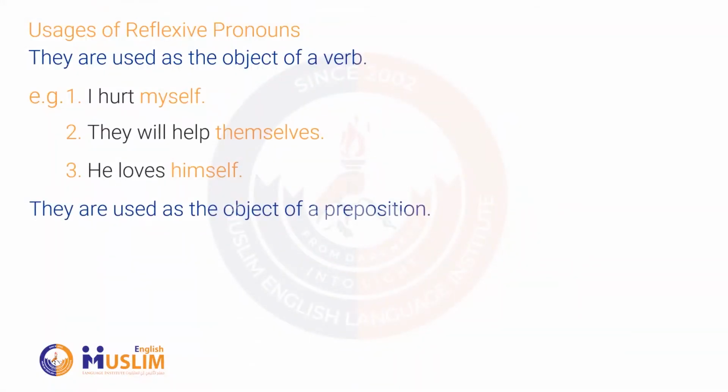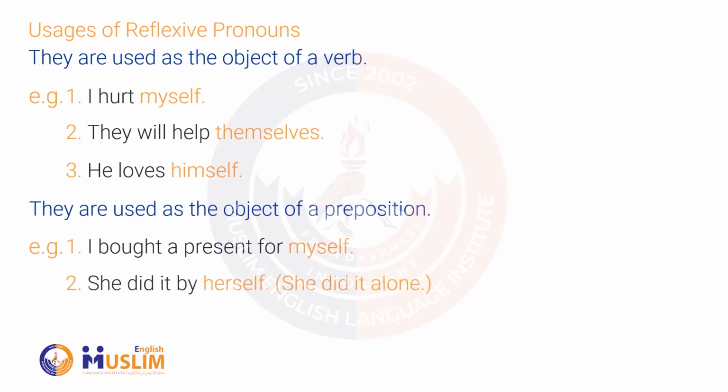The second use is they are used as the object of a preposition, not a verb. For example, I bought a present for myself. She did it by herself. It means that she did it alone, no one helped her. That man is talking to himself.